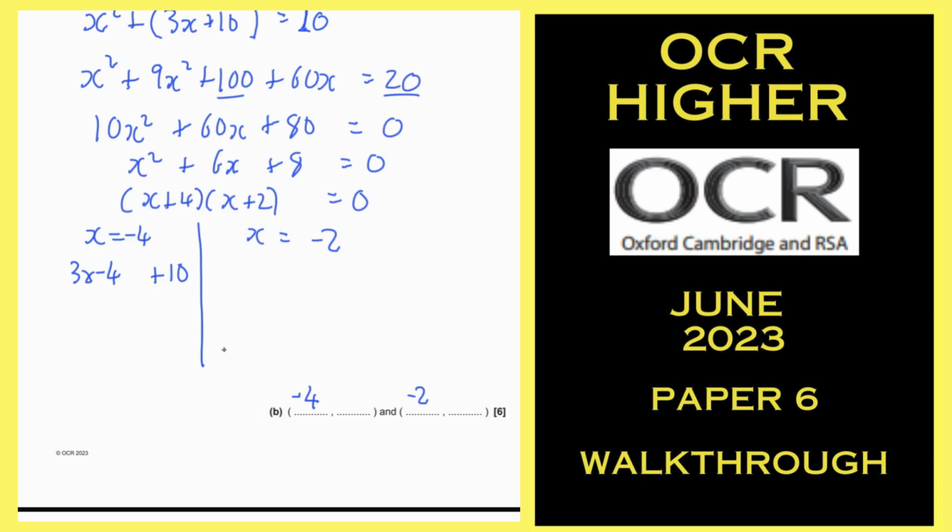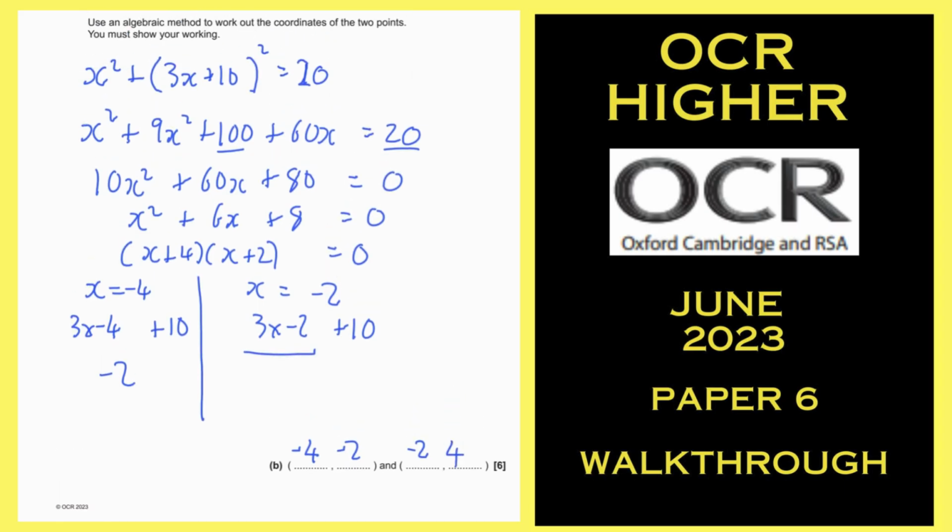And y was equal to 3 times x plus 10. Grab your calcs if you need to, but 3 times -4 plus the 10 is -2. Make sure you pair them up correctly. And 3 times -2 is -6. Add 10, you get to +4.